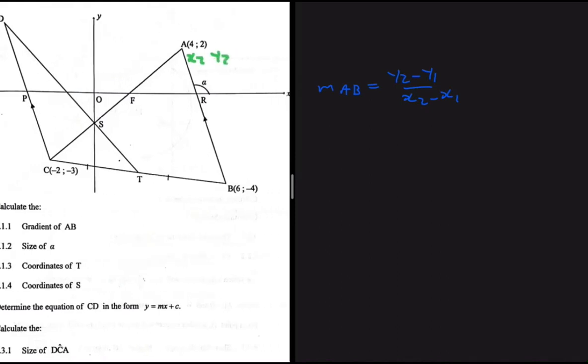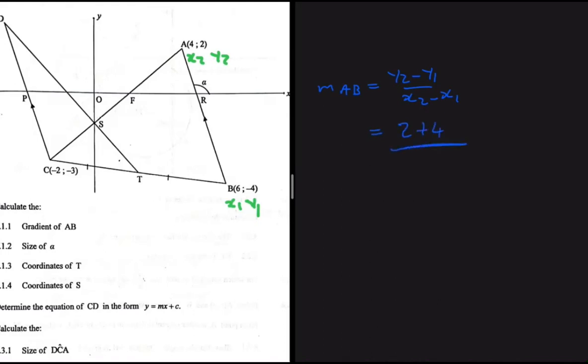Let's go ahead and calculate the gradient of AB, right? So we say that the gradient of AB will be equal to y2 minus y1 divided by x2 minus x1. So we have to decide which point we take as point 2 and which point we take as point 1, right? So let's take point A as point 2. So we're going to have 4 being x2 and then 2 being y2. And then here for B, we're going to have x1 and y1. So if we substitute that, for y2 we have 2, and then for y1 we have minus 4. So that will just be plus 4.